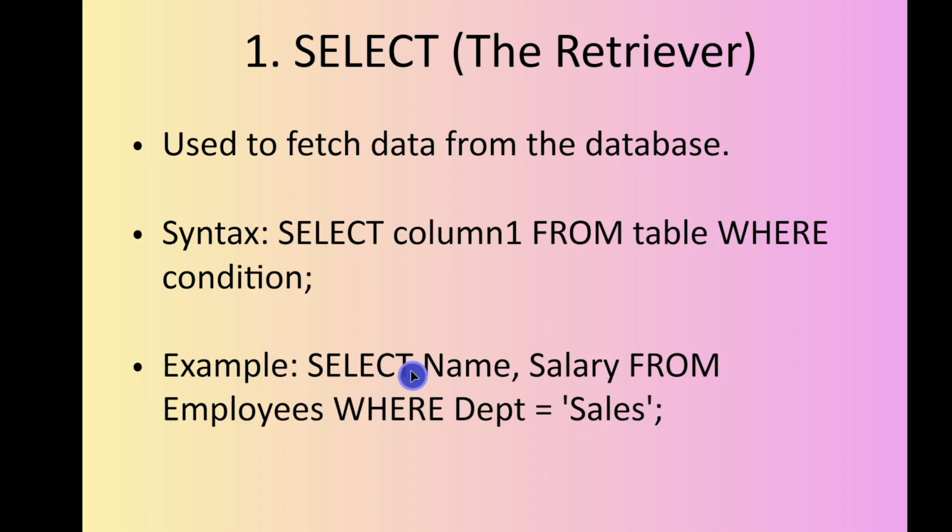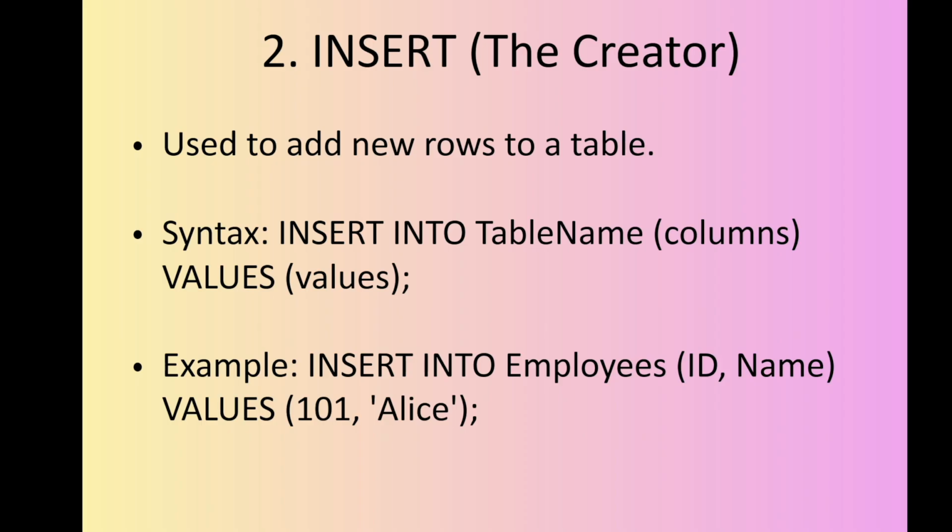There's an example: select name, salary from employees, which is the table name, where is the where clause, and then department equals sales. So it will find and list all the name and salary for wherever the department name was sales.